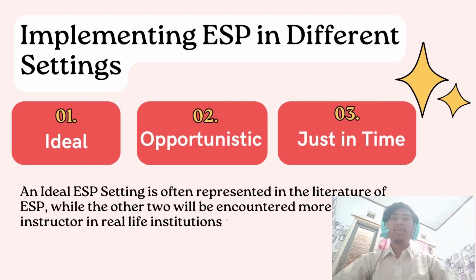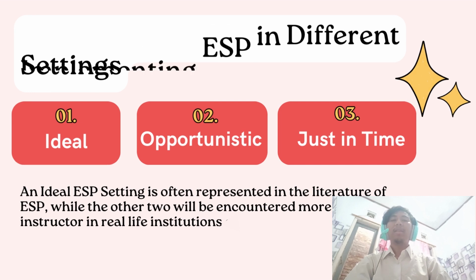There are three general settings for implementing ESP in real life, which are the ideal setting, the opportunistic setting, and the just-in-time setting. An ideal ESP setting is often represented in the literature of ESP, while the other two will be encountered more often by ESP instructors in real-life situations.